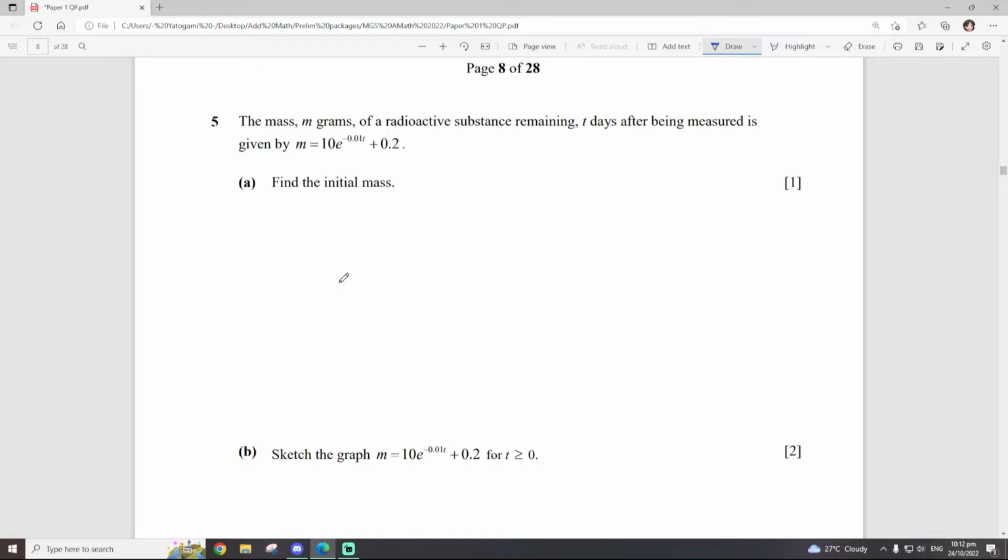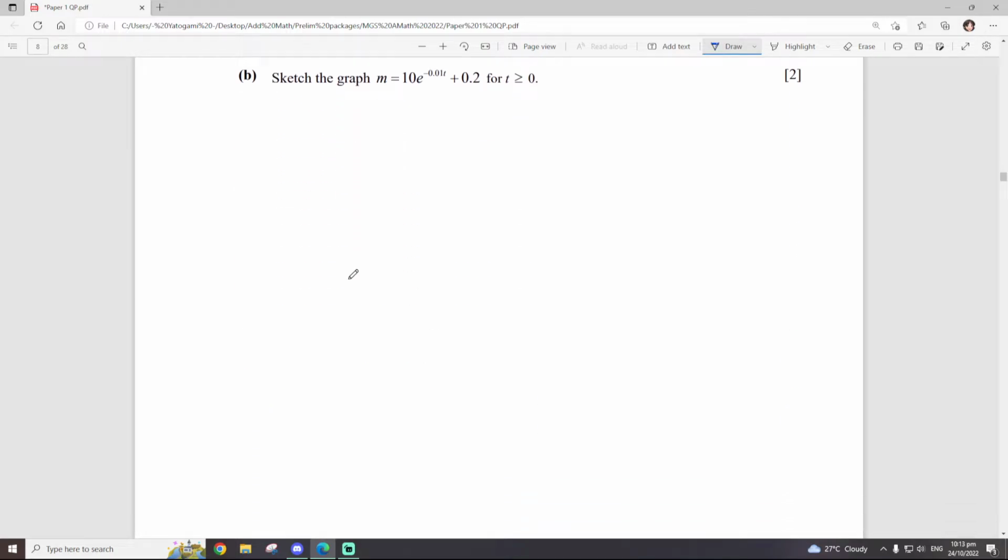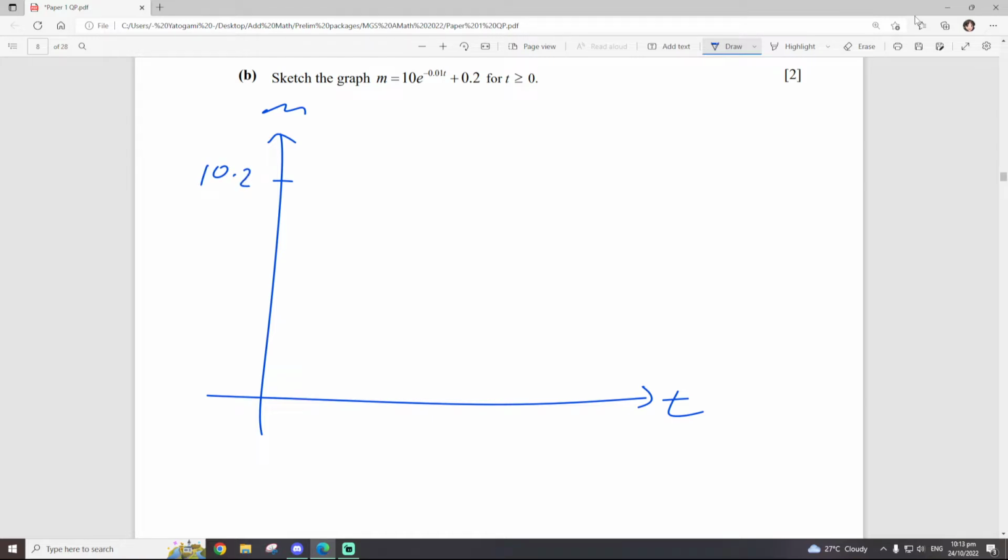Exponential word problem. Find initial mass. Okay, I don't really need to go through this. I think this should be easy. 10.2 grams. Sketch the following graph. Okay, so hopefully you guys know how an exponential graph looks. So this is t and this is m, right? So we're going to start at 10.2 and it's going to go downwards.